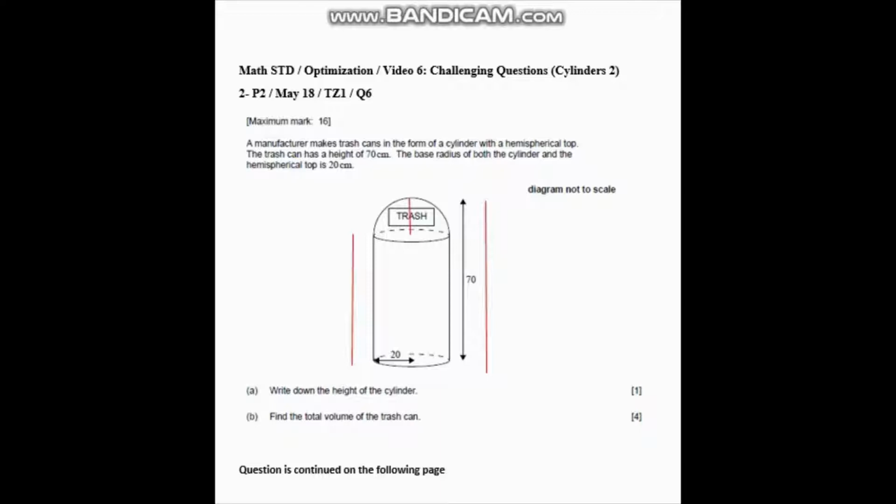In B, we are required to find the total volume of the trash can, and this shall equal the sum of volumes of the cylinder and the hemisphere. So the volume of the cylinder is given by pi r squared h. The volume of a sphere is 4 over 3 pi r cubed. Hence the volume of the hemisphere shall be half times 4 over 3 pi r cubed. So let's take a look.